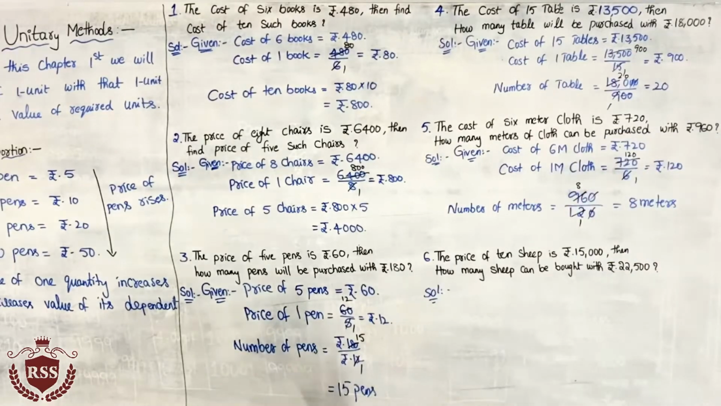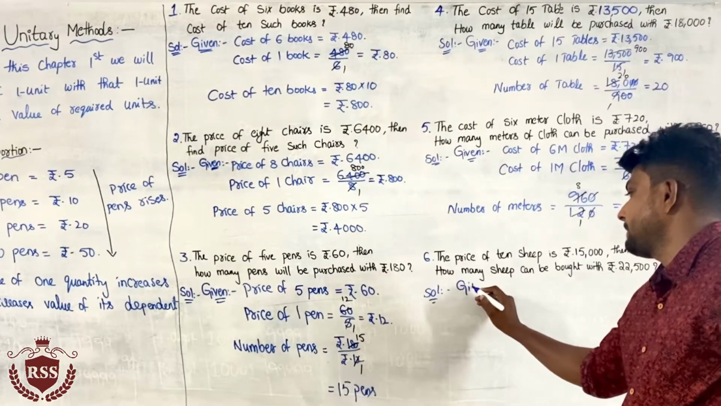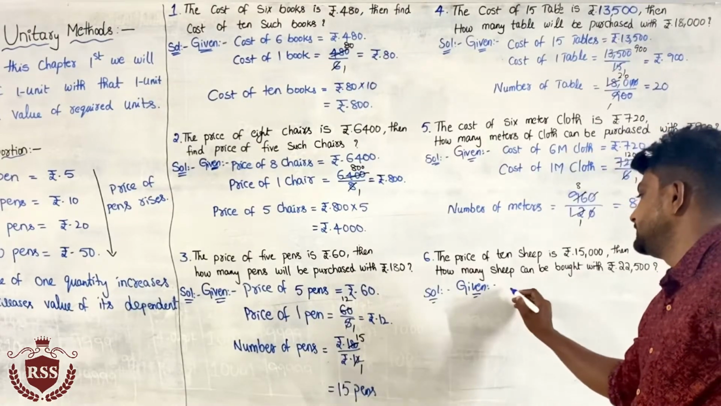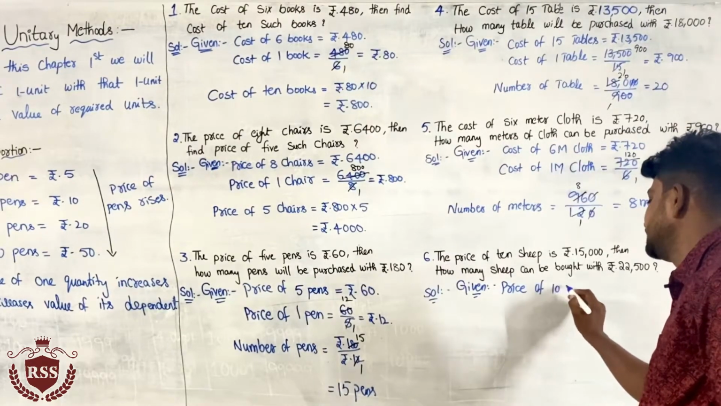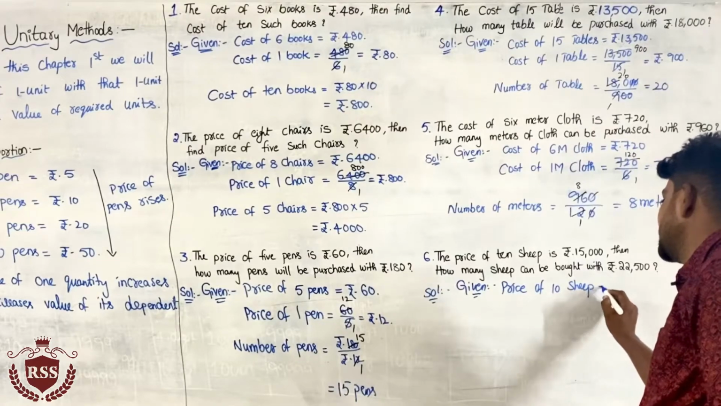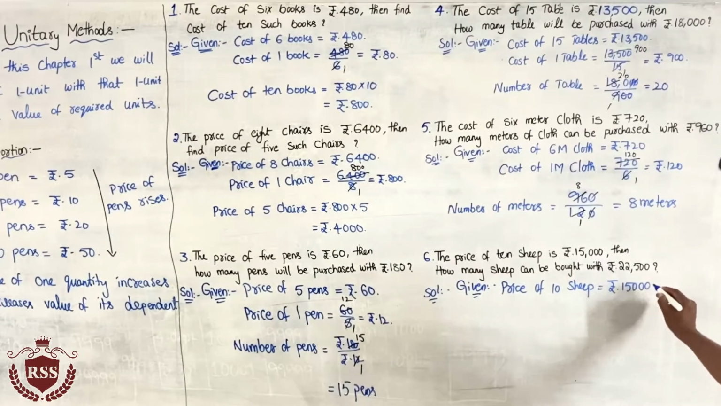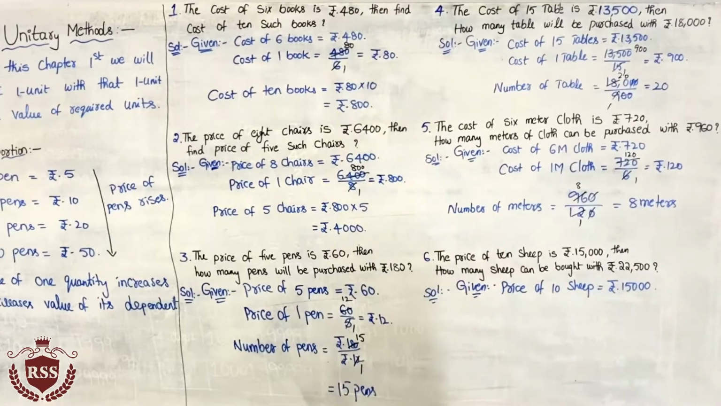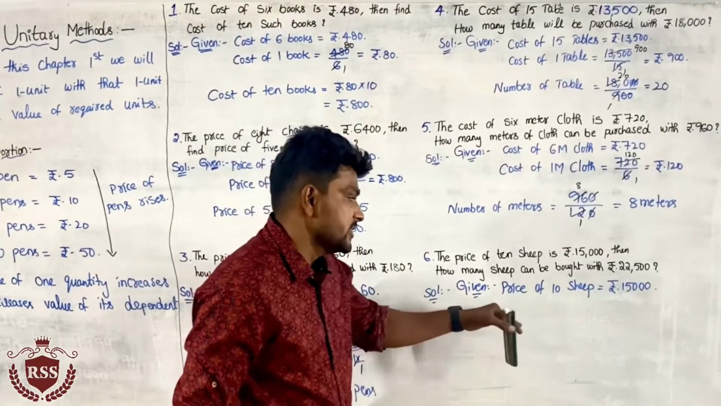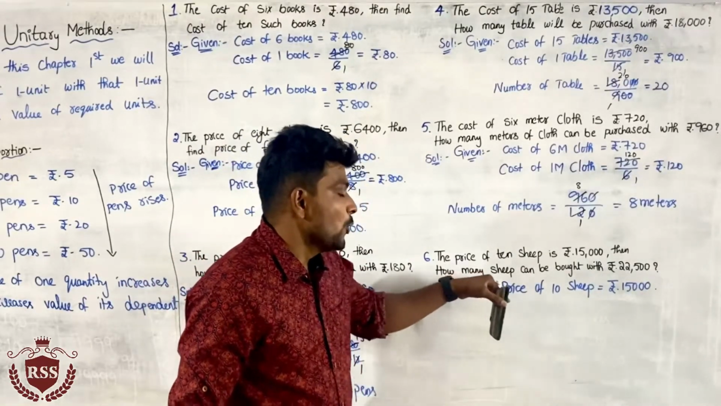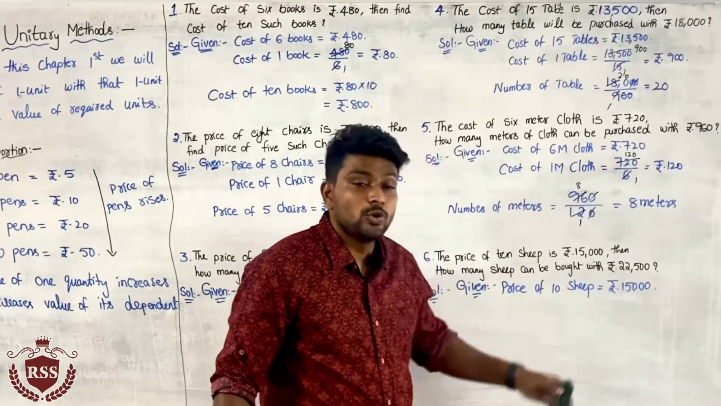The price of 10 sheep is 15,000. Given that, what is the price of 10 sheep, Nana? 15,000. So with that 15,000, how many sheep have we purchased? 10. But I require how many sheep can be bought with 22,500.